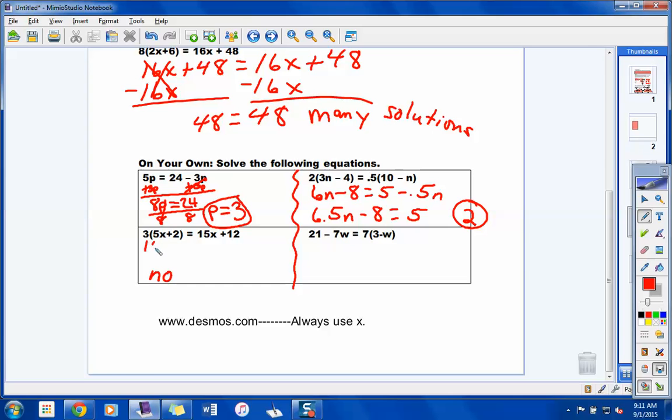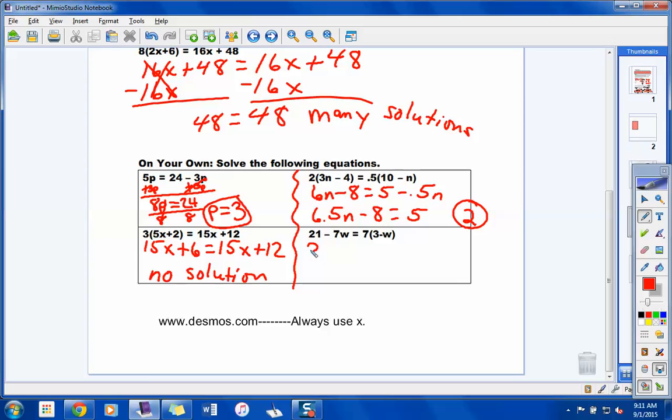This one here, what'd you say here? Oh, no solution. It's all right. 15x plus 6. This one's going to either be no solution or many solutions because the 15x's are the same on both sides. You're going to end up with 6 on the left and 12 on the right. Do those values match or are they different? So this is a crazy problem. So we would say no solution. Okay.